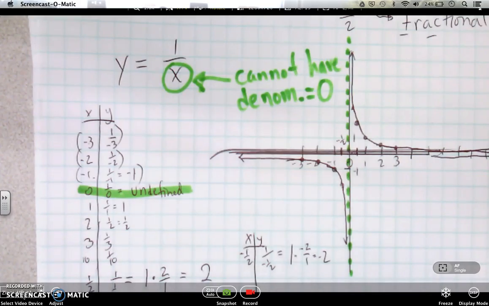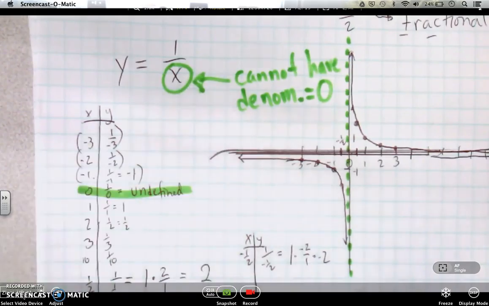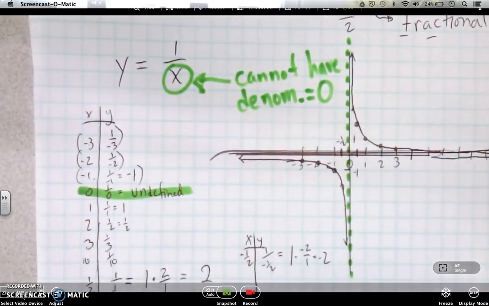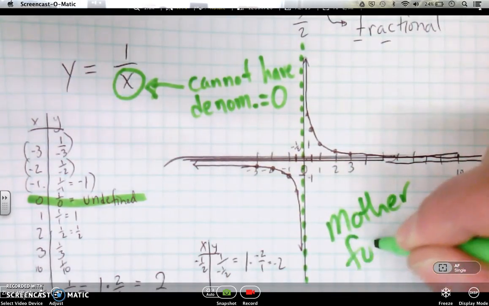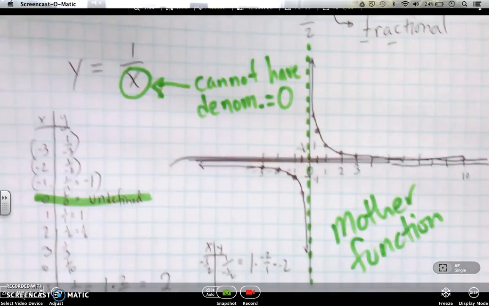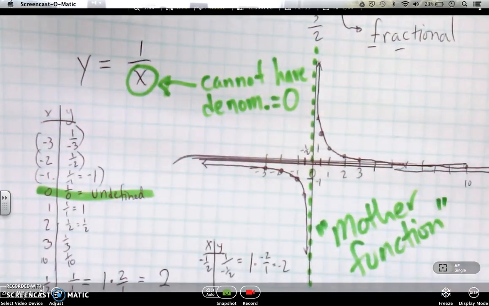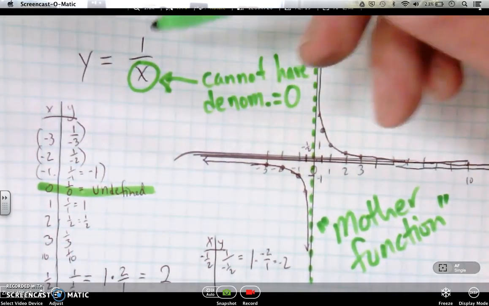In part 2, we'll talk about what happens if you have something other than x, like x plus 5 or x minus 2. Part 3, we'll talk about what if you have an x on top and an x on bottom. They're all part of the same family of functions. So that's why some teachers call this the mother function. Because this is the parent function, or the mother function, put in quotes because it's not a real math term, but it helps you remember that.